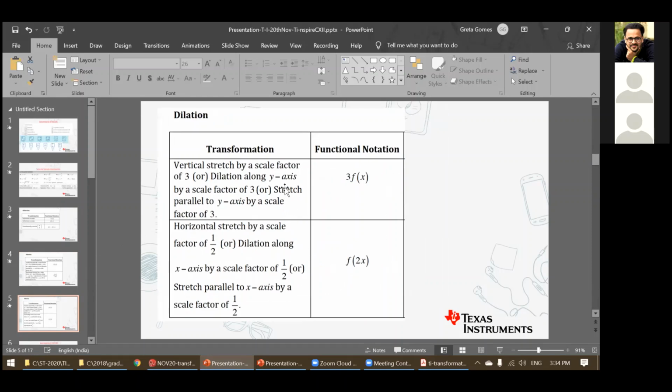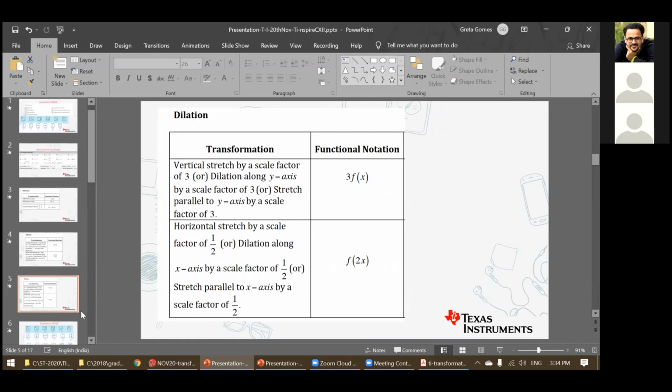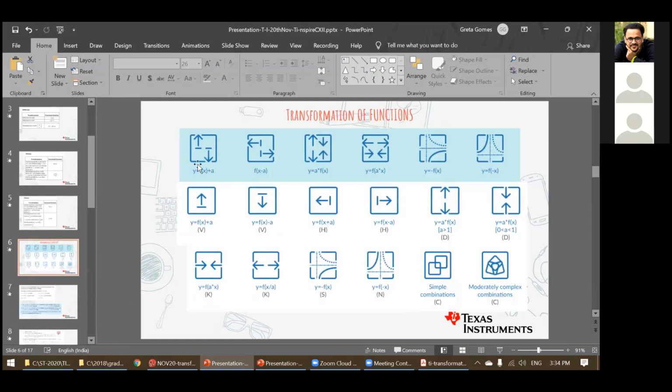This is just a specific example to understand what happens to the scale factor. And then I have put out the notations for you here that I took from the TI website. It tells you clearly, V as in vertical, the movement is vertical. There's a vertical translation. Here there's a horizontal translation. In this case, there's a dilation. And so on. And there are combinations of these as well.